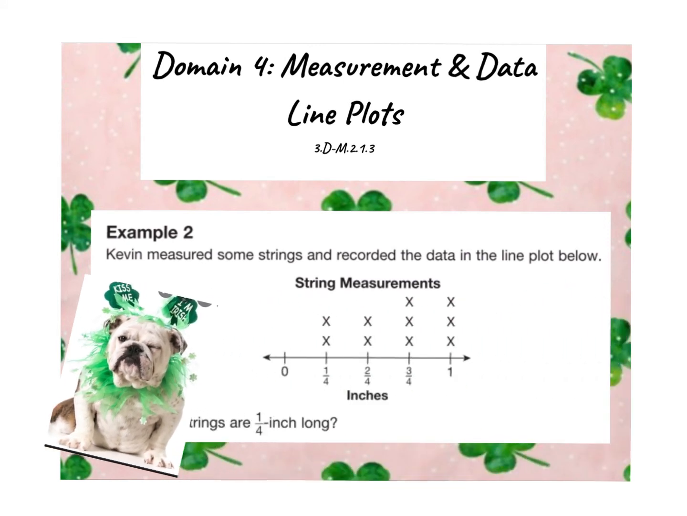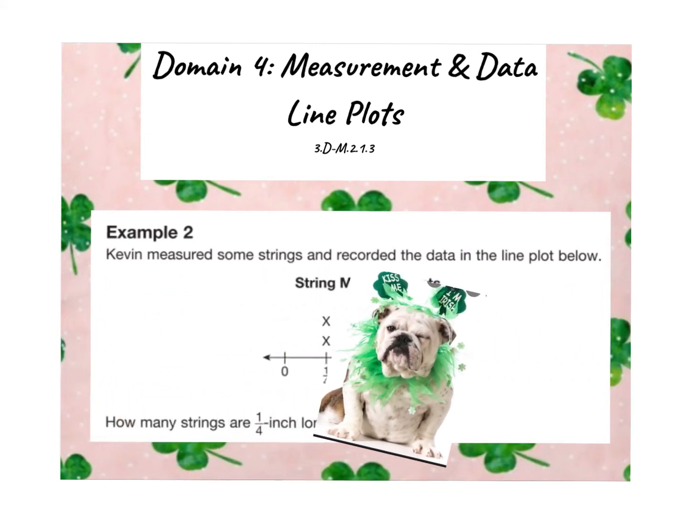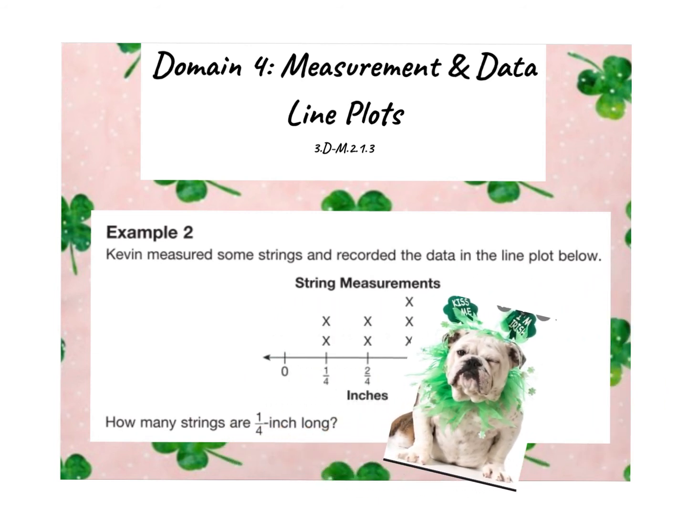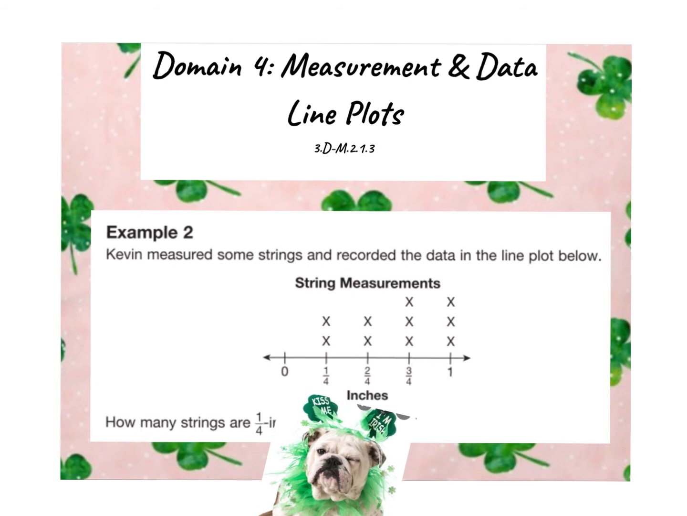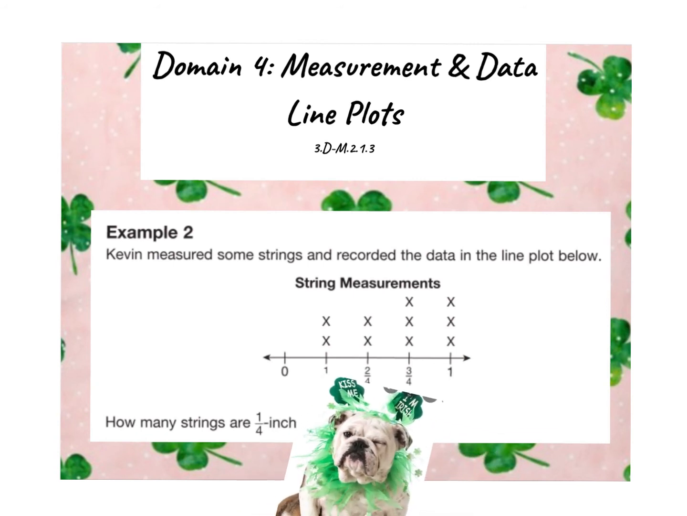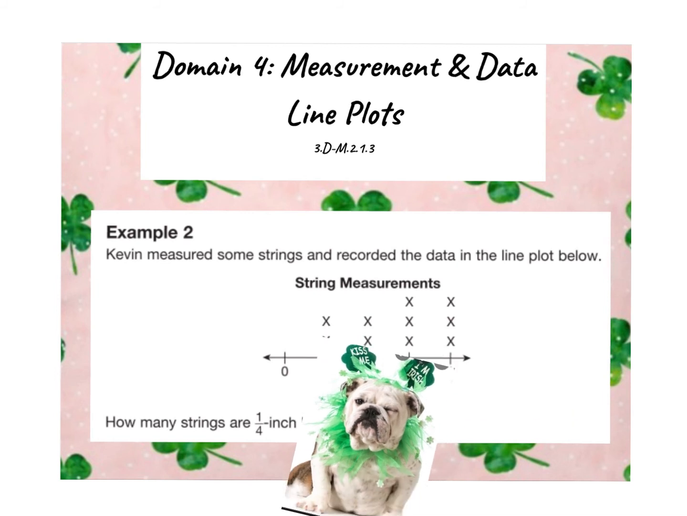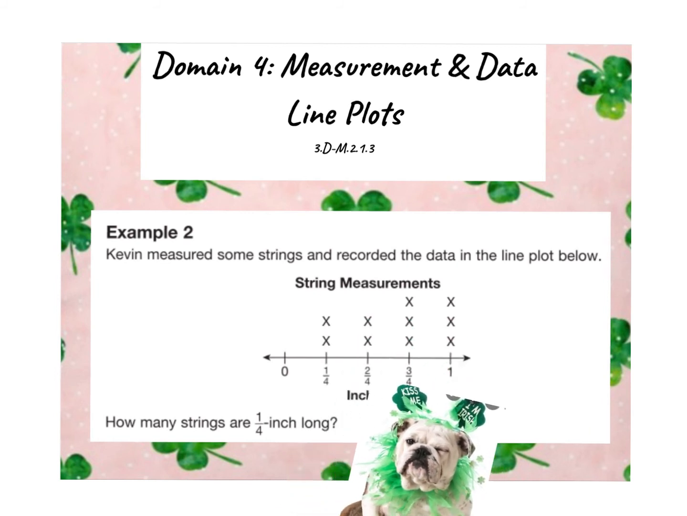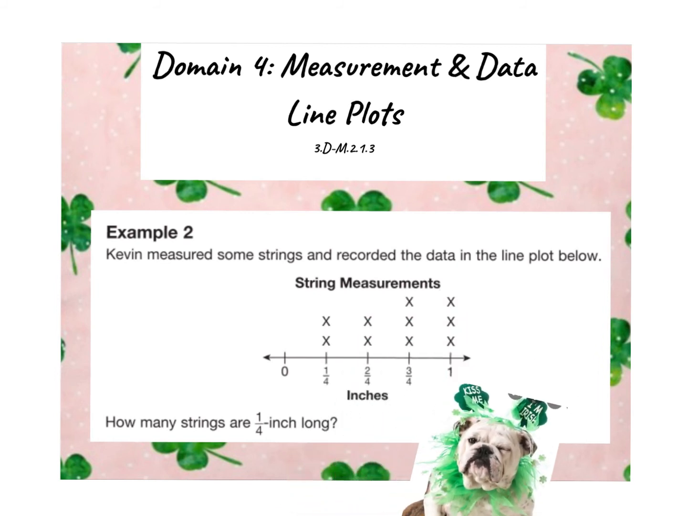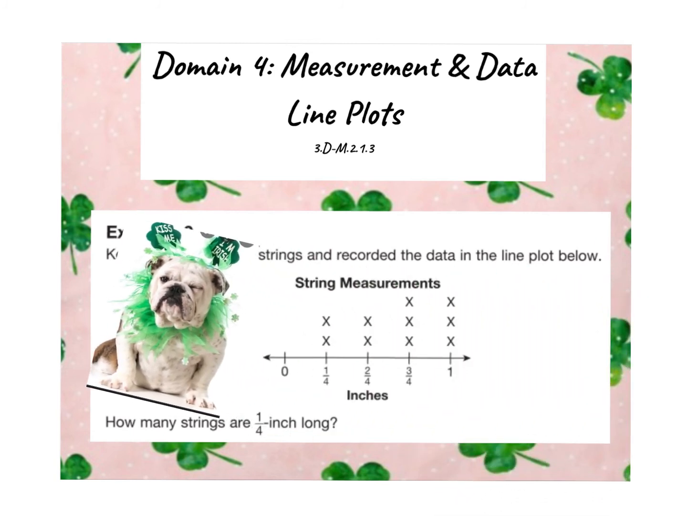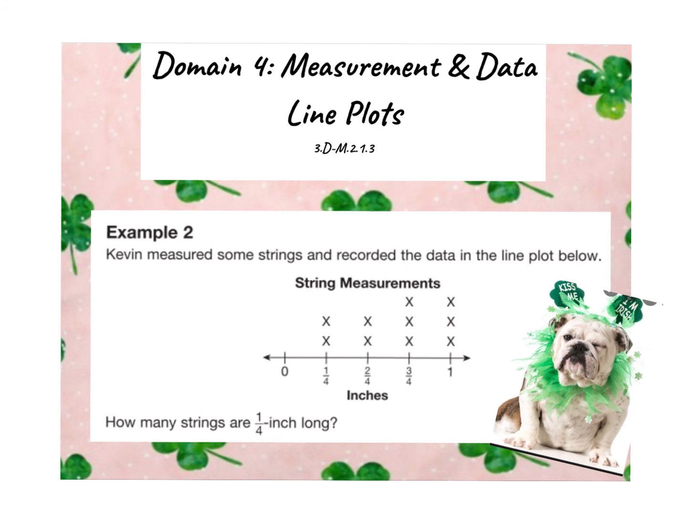All right, this example says Kevin measured some strings and recorded the data in the line plot below. So here are some string measurements, and it looks like they go from 0 inches, because it's labeled inches, all the way up to 1 inch, and they broke it off in fourths. So we have 1/4, 2/4, which also equals a half, right? And 3/4. So the question's asking how many strings are 1/4 of an inch long.